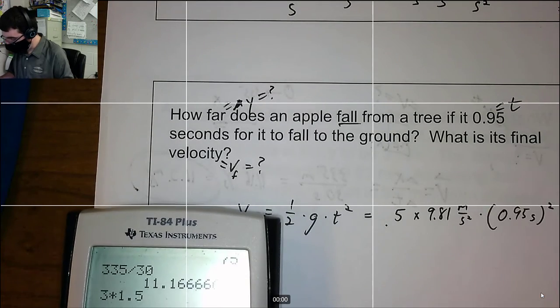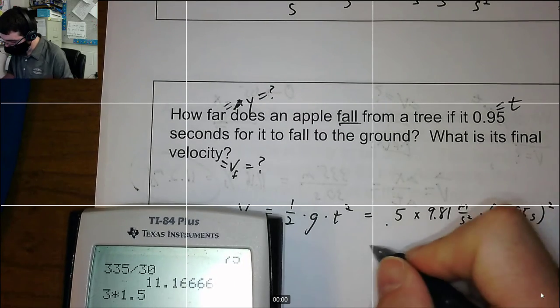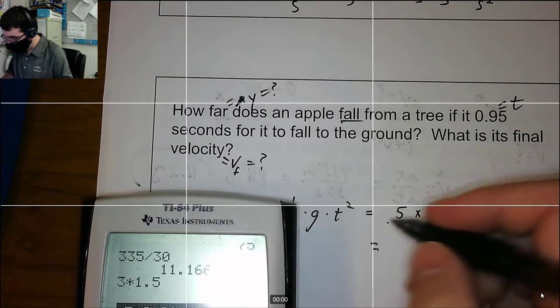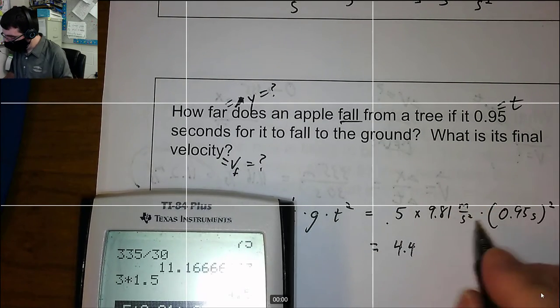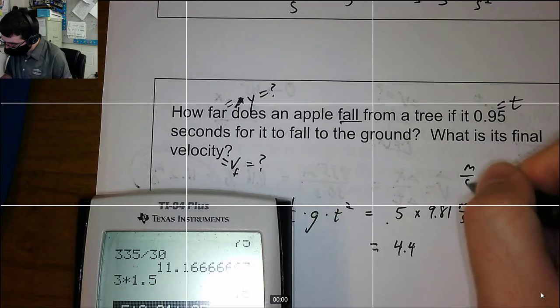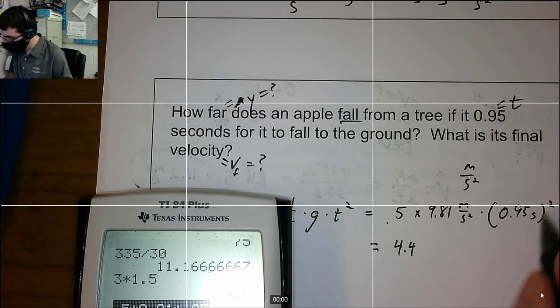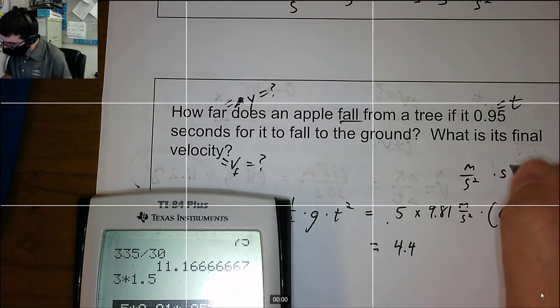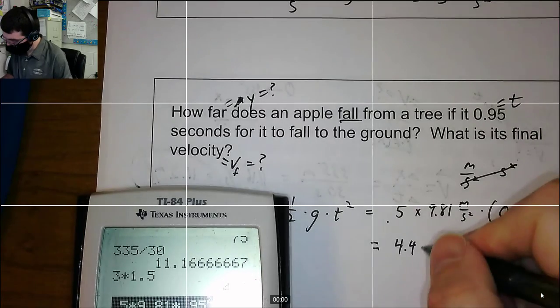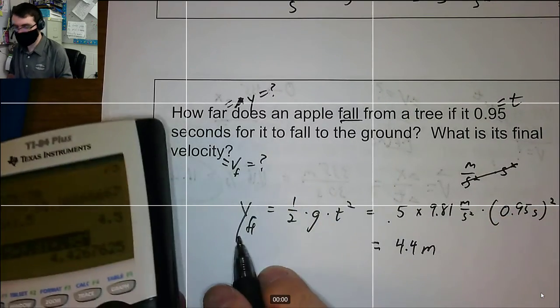Only 2 sig figs there on our one value that we're given, so our final answer is going to have 2 sig figs, so that's going to be 4.4. And as a side note, meters per second squared there. Here we square not only the time, we also square the seconds, so we end up with seconds squared there. Should be obvious that those 2 cancel out and we get meters, which makes sense for a distance.